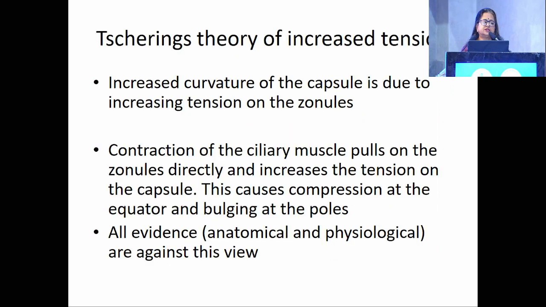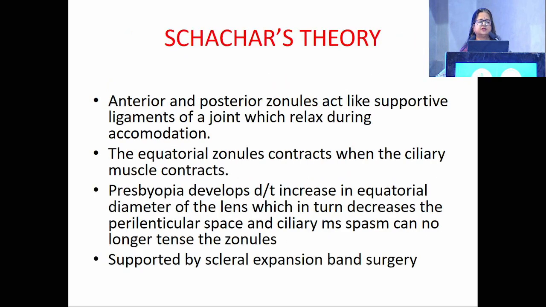Schachar's theory of increased tension: the increased curvature of the capsule is due to increased tension on the zonules, and contraction of the ciliary muscle pulls on the zonules directly and increases the tension on the capsule. This causes compression at the equator and bulging at the poles. All evidence, anatomical and physiological, is against this law.